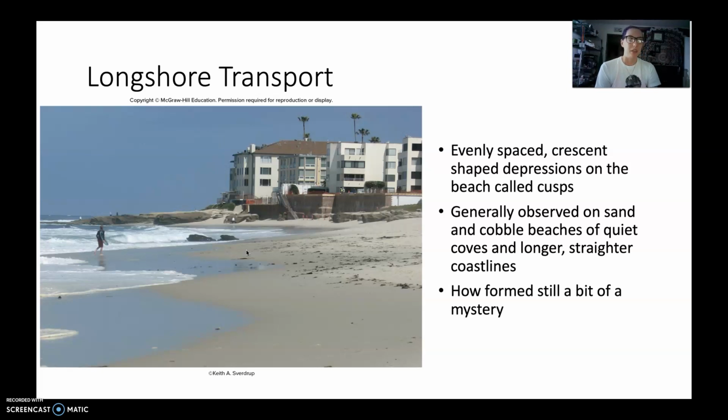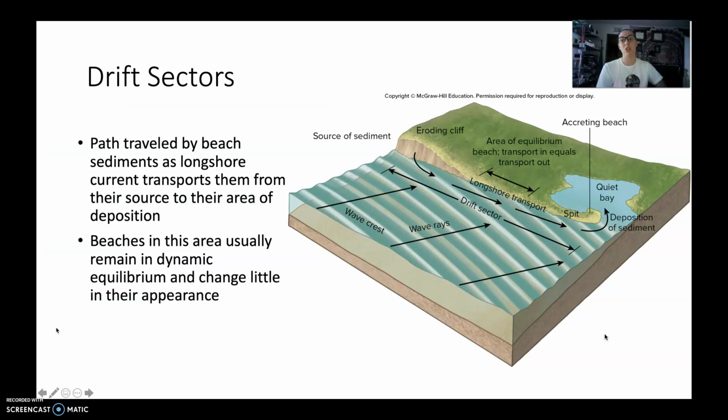So at the very beginning of the semester, we talked about systems, right? And fluxes. So you have an in, you have an out. And it turns out that this is also the case with beaches and the oceans. So what we have here is something called drift sectors. These are the paths that are traveled by the beach sediments as longshore transport transports them from their source to their area of deposition. Like in this schematic here, you can see that there's an eroding cliff. It's taking sand from this area, and then it's being transported down the region and then deposited into this little spit or little quiet bay area.